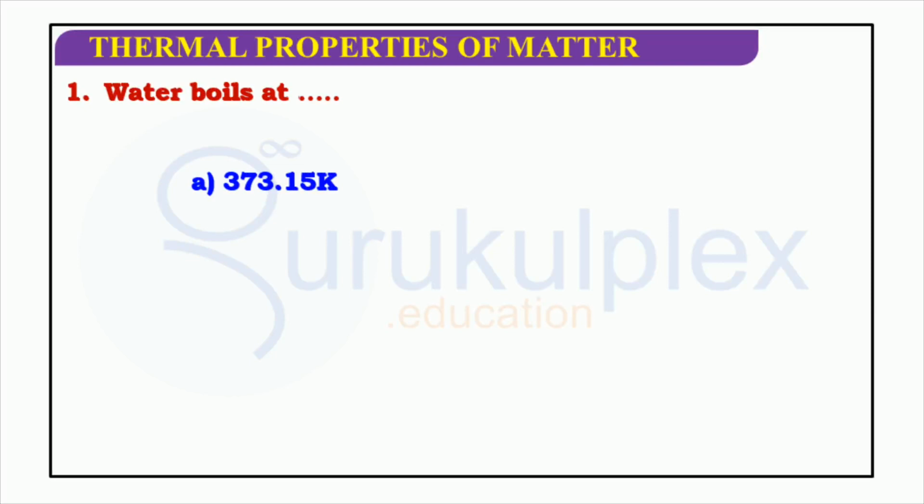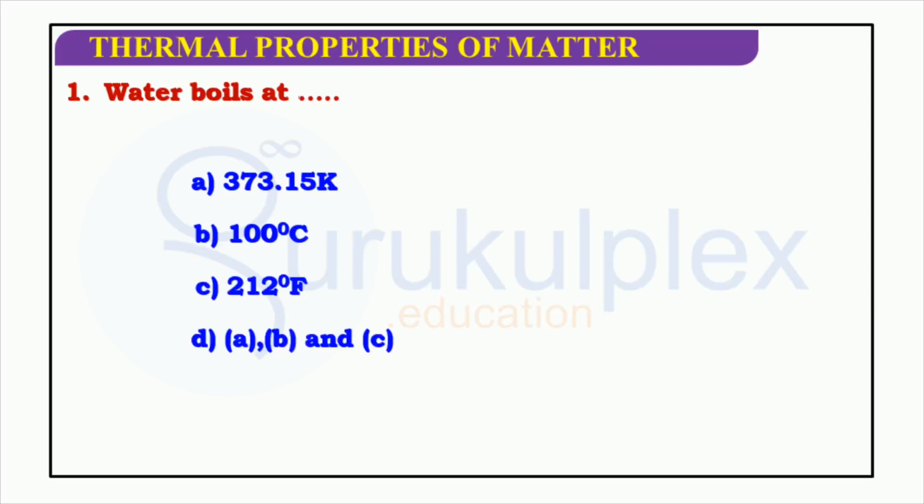Thermal properties of matter refer to how material responds and behaves to changes in temperature. Water boils at 373.15 Kelvin, 100 degrees Celsius or 212 degrees Fahrenheit. All three of these can be considered correct answers.